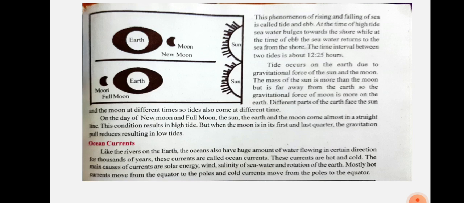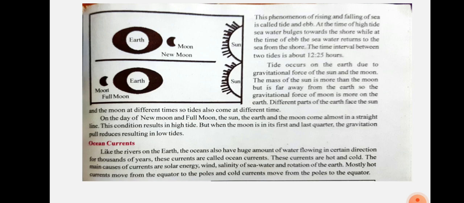Now, tide occurs on the earth due to gravitational force of the sun and the moon. Now, how do these tides occur? They occur because of the gravitational force of sun and moon. The mass of the sun is more than the moon, but it is far away from the earth. So, the gravitational force of moon is more on the earth. We know that the mass of sun is more already. But the sun is very much far from the earth compared to the moon. So, the gravitational force applied by sun is not that much as it is in the case of moon. Means the gravitational force of moon acts more on earth than sun.